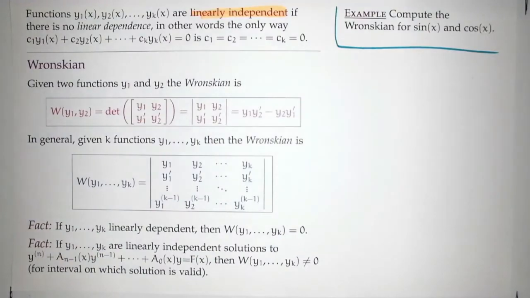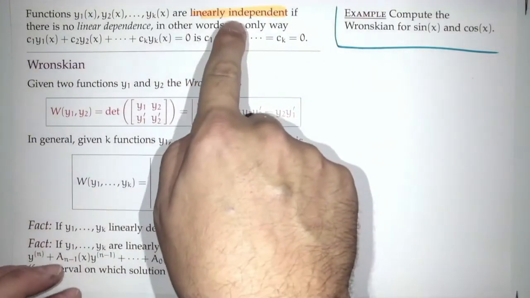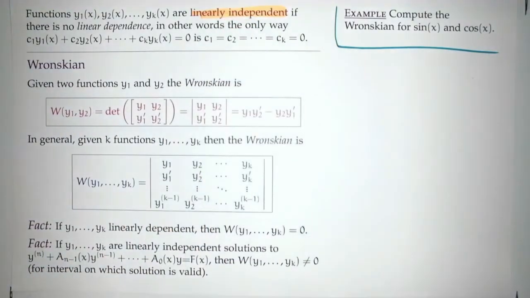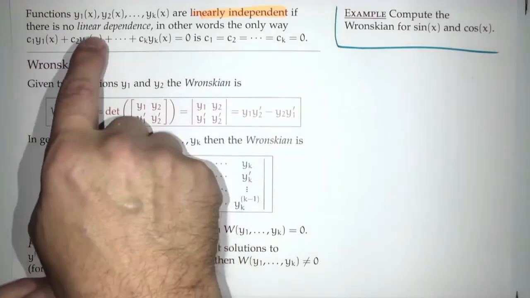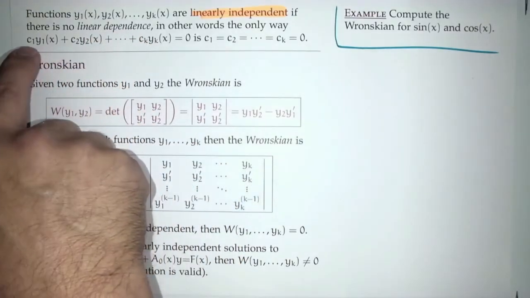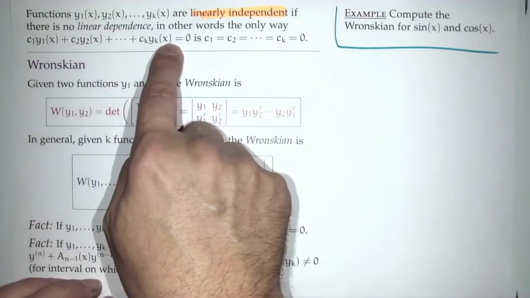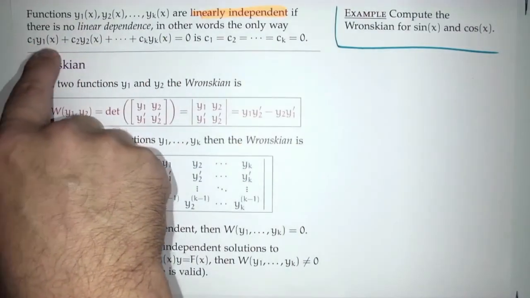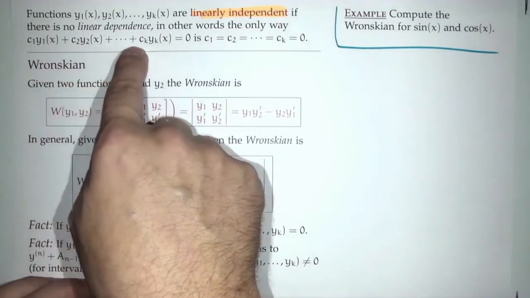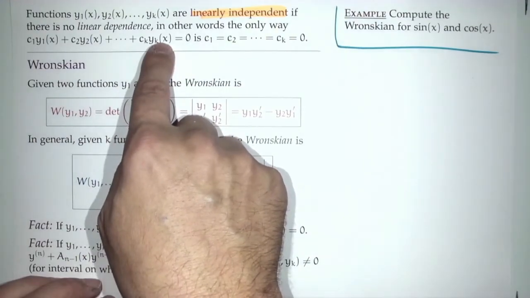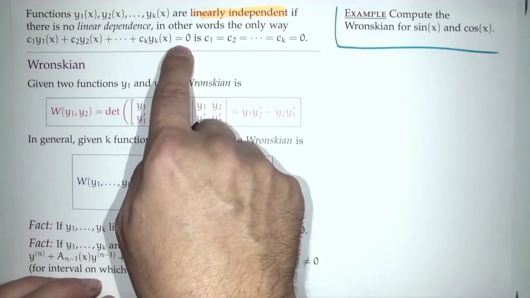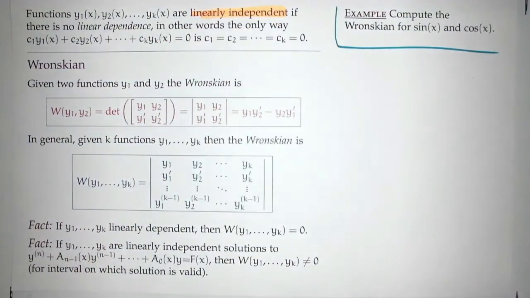Now, if you look at the word independent, it means not dependent. All right, well, that's great. So what does it mean to be dependent? So linear dependence means that there's some way to combine these things together. So a constant times the first function, a constant times the second function, all the way up to a constant times your last function to get 0 in some sort of not good way.